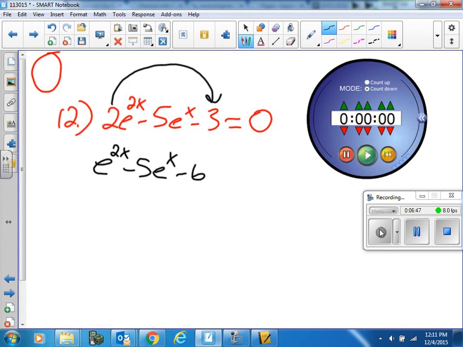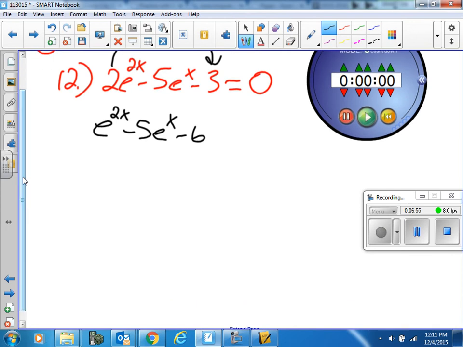All right, so I'm just going to factor this part, then I'll put equal zero at the end. So then what? Then I got e to the x minus 6 as one of the factors. Then the other one was e to the x plus 1. And you have to divide the 2 factors.